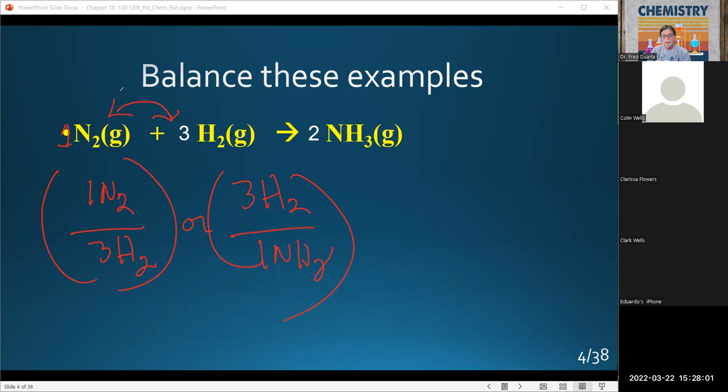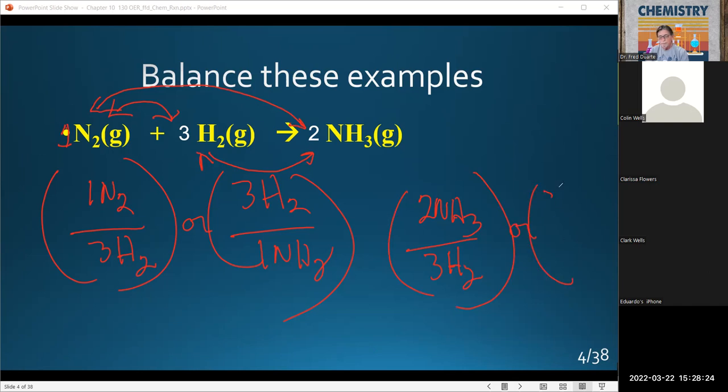And keep in mind, the other relationship is between the nitrogen and ammonia, and between hydrogen and ammonia. Take a look at that one, hydrogen and ammonia. That means that there's 2 ammonia per 3 hydrogens. I can write it in that form, or I just simply invert it.